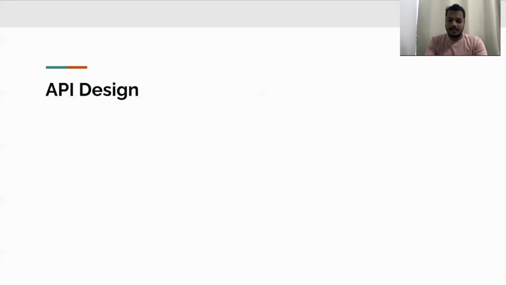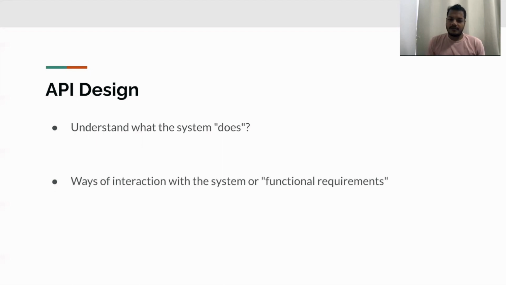So now let's first talk about the API design. In API design, the basic idea is to understand what the system does, or what are the ways of interaction with the system, or what are the functional requirements. So let's take an example. Whenever you're presented with a system or a machine, the first question which is asked is, what does it really do? This question is basically aimed at gathering the functional requirements. So what you're trying to understand here is, what can I do with the system, or what can the user do with the system? Or in other words, what actions does it perform?